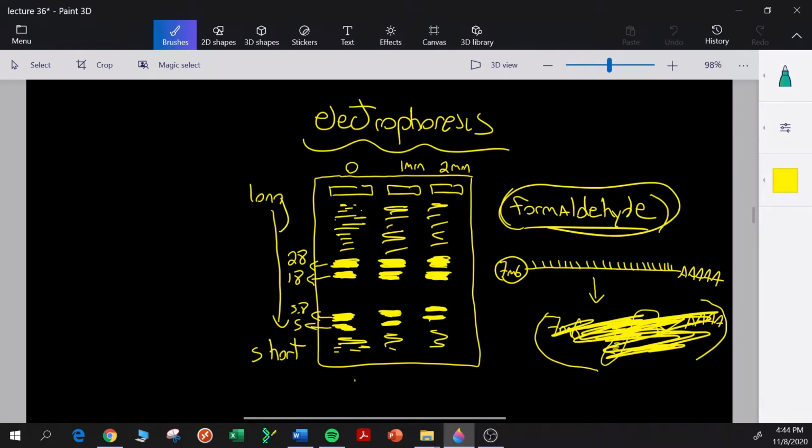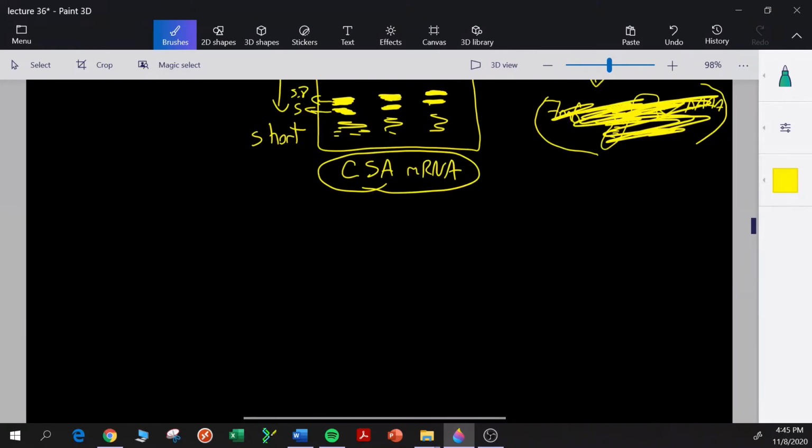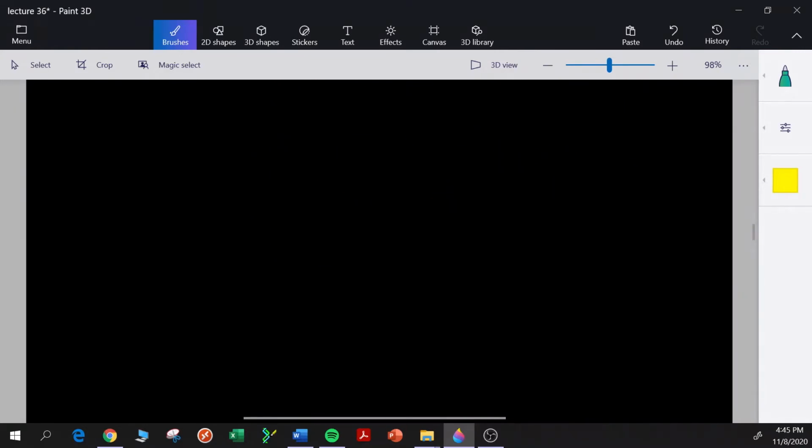So our hypothesis, remember, was that CSA messenger RNA levels go up after exposure to UV light. Okay, so we need a way to detect the CSA messenger RNA molecules after separation by gel electrophoresis. So what we need to do is transfer all of the RNA to a solid support.